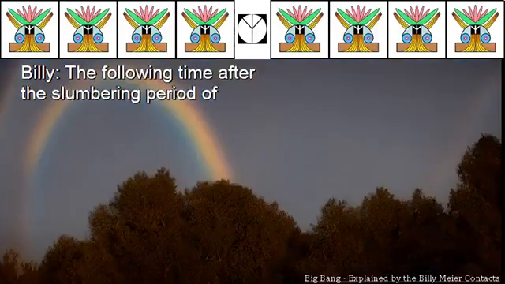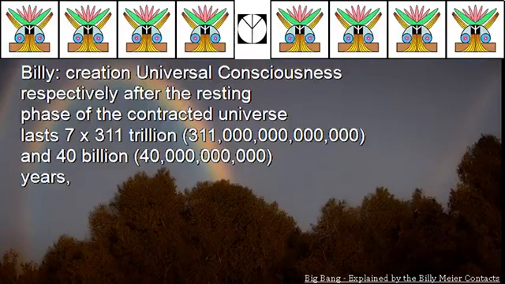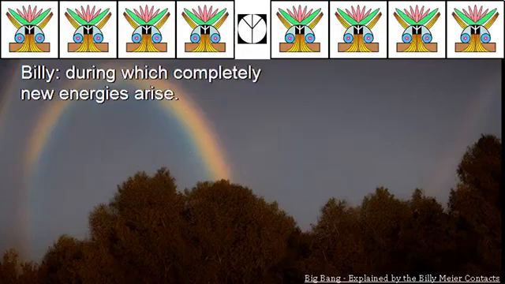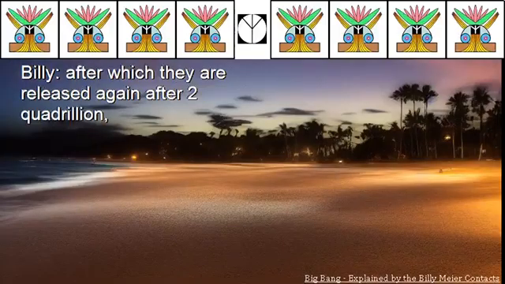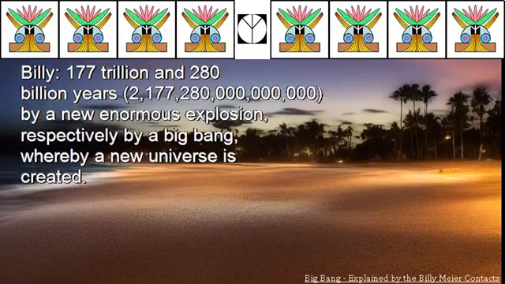The following time after the slumbering period of creation universal consciousness, respectively, after the resting phase of the contracted universe, lasts 7 times 311 trillion 311,000 and 40,040,000 years, during which completely new energies arise. These are compressed unimaginably enormously, after which they are released again after 2 quadrillion, 177 trillion and 280 billion years, 2,177,280,000, by a new enormous explosion, respectively by a Big Bang, whereby a new universe is created.